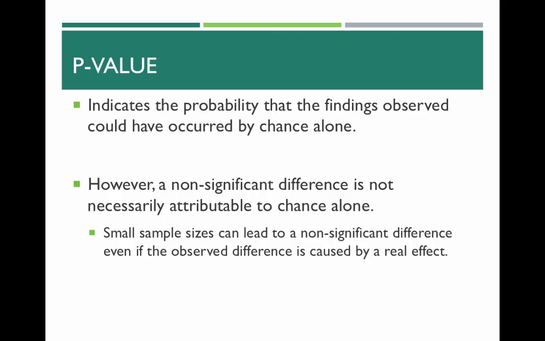So just to sum up on the p-value, the p-value indicates the probability that the findings observed could have occurred by chance alone. However, a non-significant difference is not necessarily attributable to chance alone. So if we have a very small sample size, sometimes we can see a non-significant p-value. And that doesn't mean that it's not a real effect. It just means that we don't have enough power, we don't have a big enough sample size to see a difference if it truly did exist.